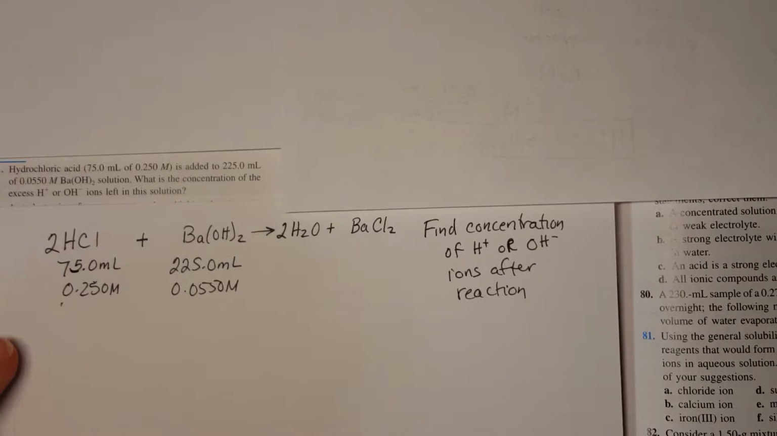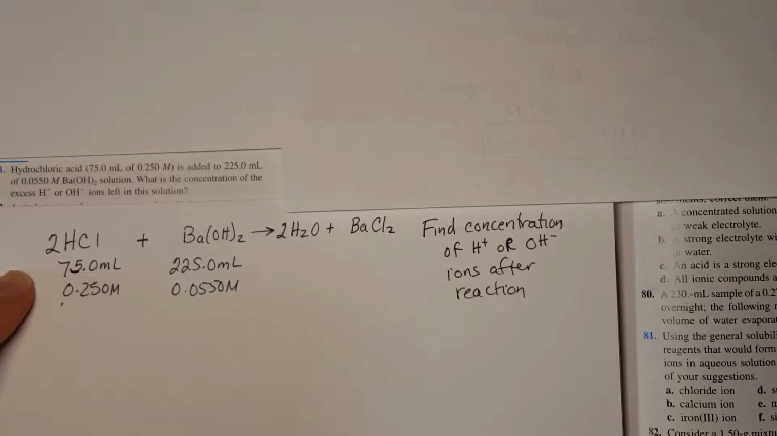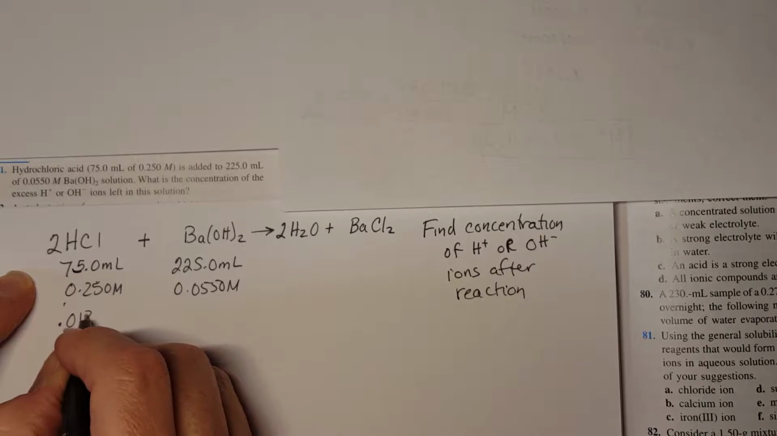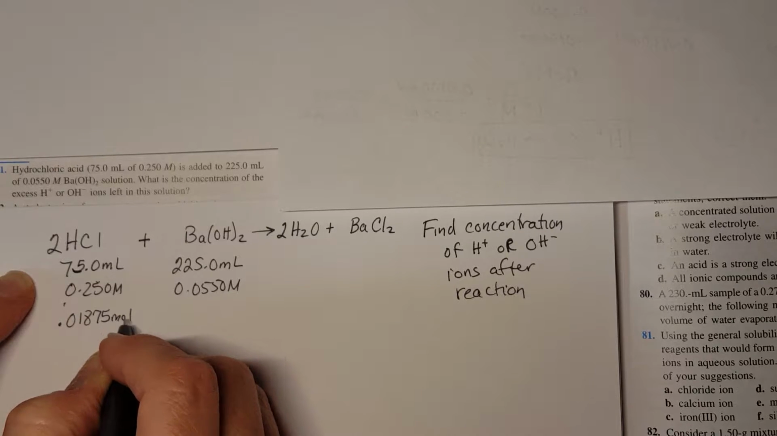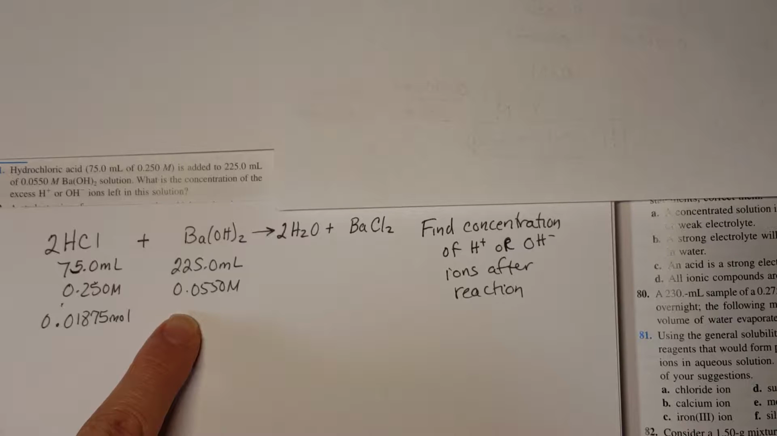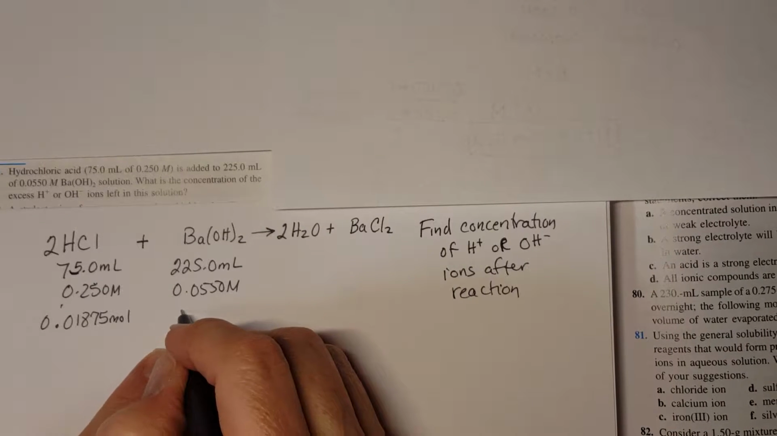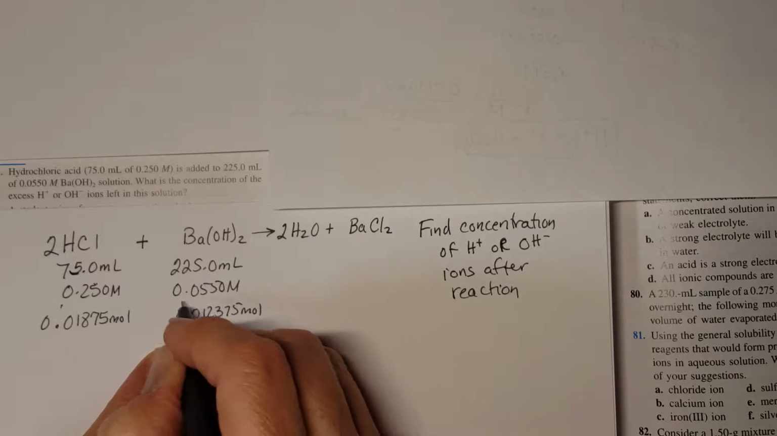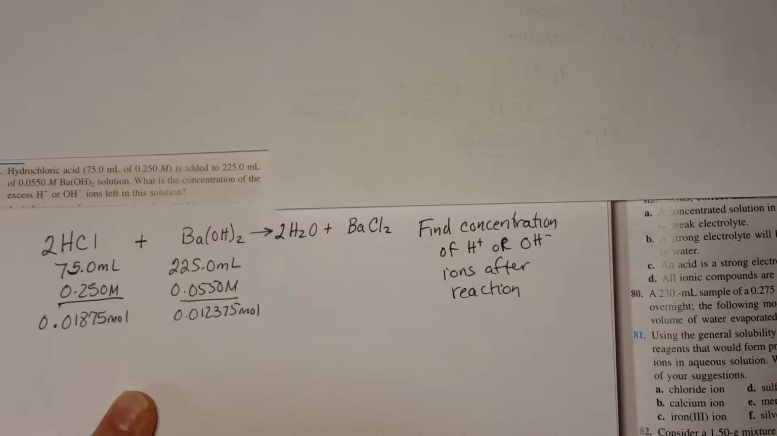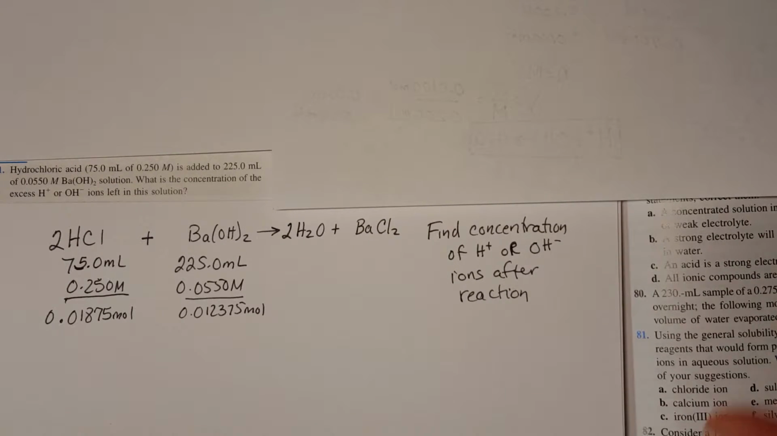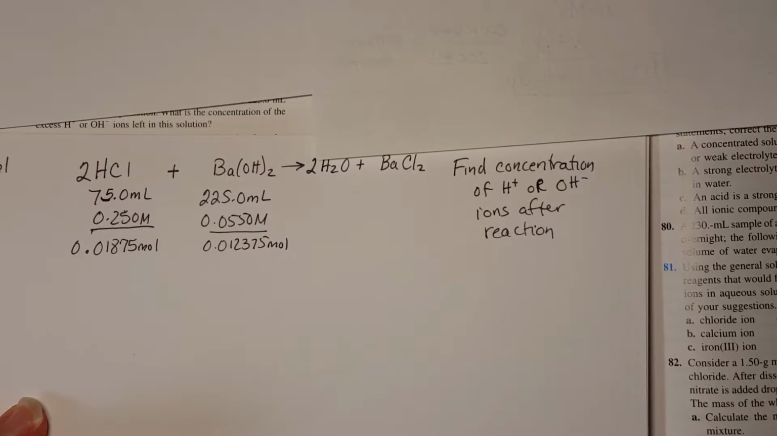So 75 milliliters times 0.25 molar gives us 0.01875 moles. And 225 milliliters times 0.055 molar gives us 0.012375. Now, since I'm not reporting these answers out, I'm not going to round them. I'm going to let their sig figs go until the end of this problem.